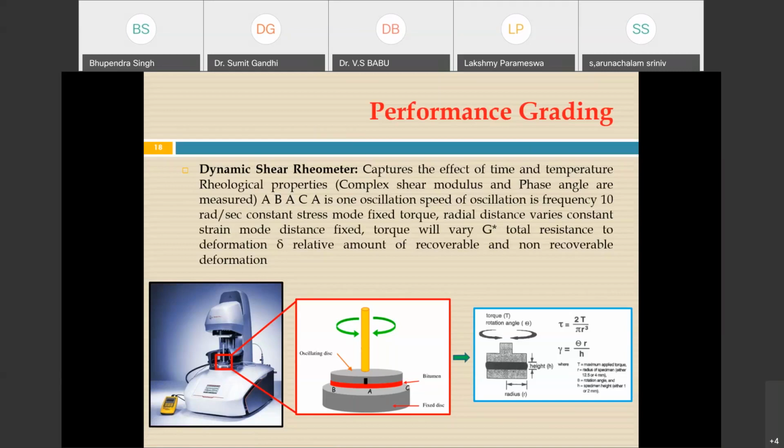While oscillating, we calculate the torque and the rotational angle, and with the help of the torque and rotational angle, the stress and strain of the binder sample are calculated. With the help of the stress and strain, two very important and basic rheological parameters of bitumen, which are complex modulus and phase angle, G star and delta, are calculated.